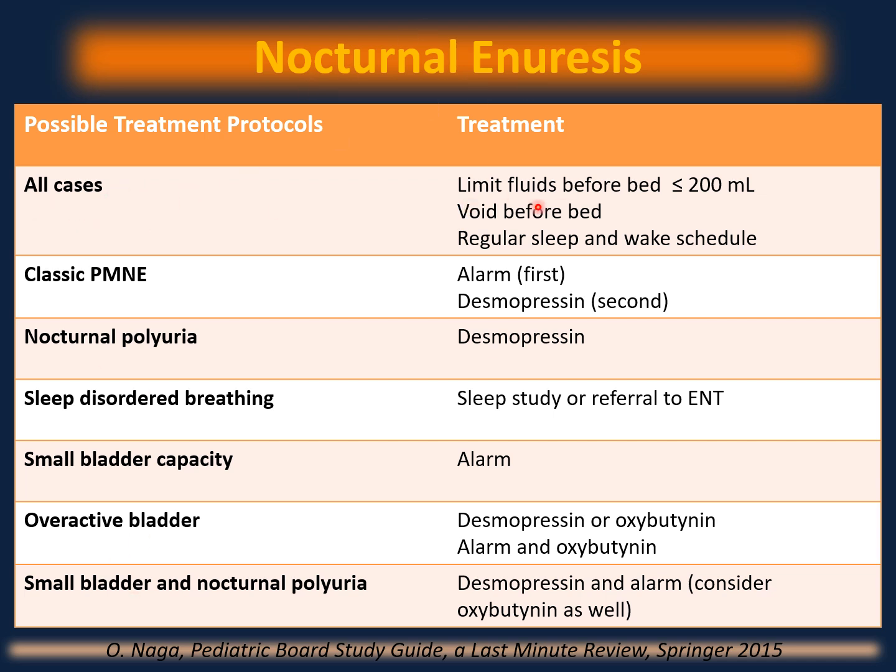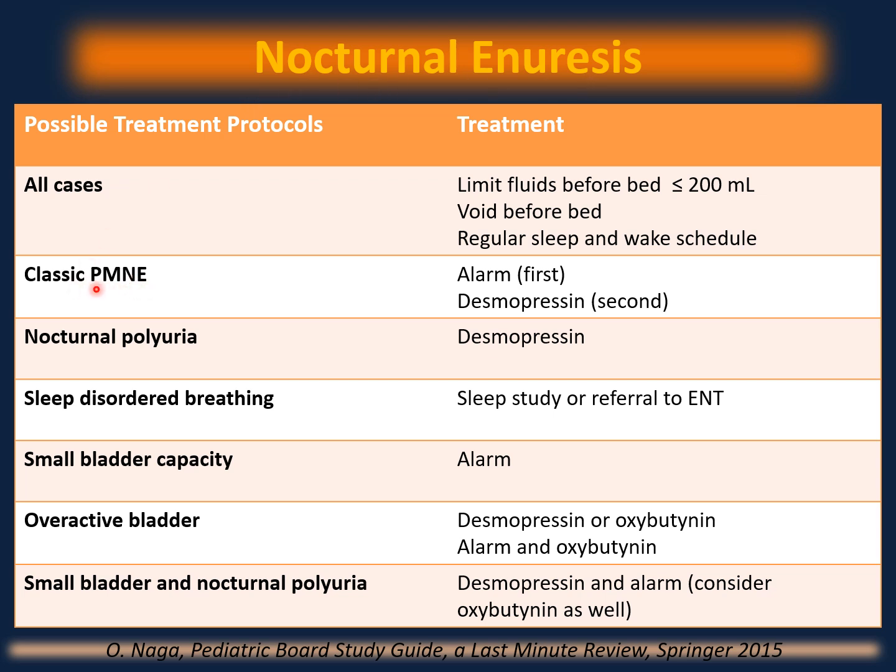In all cases, you need to limit the fluids before bed to less than or equal to 100 ml, void before bed, and keep a regular sleep and waking schedule. Classic primary monosymptomatic nocturnal enuresis. I like this name better than just nocturnal enuresis.